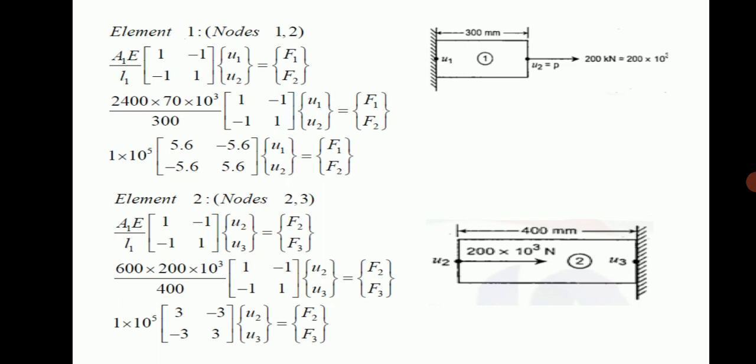And when we substitute these values, we get the final answer for element 1 as 1 into 10 power 5, matrix of 5.6, minus 5.6, minus 5.6, 5.6, into U1 U2, is equal to F1 F2. Same for element 2, we consider the nodes 2 and 3. A2 E divided by L2, 1 minus 1 minus 1 1, U2 U3, F2 F3. Same, we will get the answer as 1 into 10 power 5, 3 minus 3 minus 3 3, U2 U3 is equal to F2 F3.